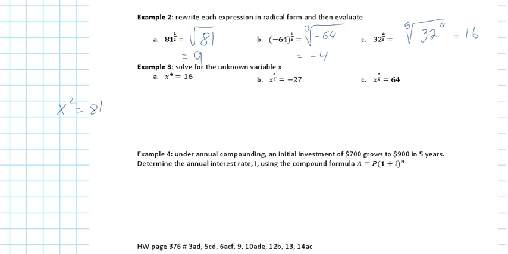Now in this case, I have x to the power of 4 equals 16. What's the opposite of power of 4? Fourth root. So to solve for this, you're going to have to do the fourth root, which gives me what? That's right, but we're going to stick only with the positive.